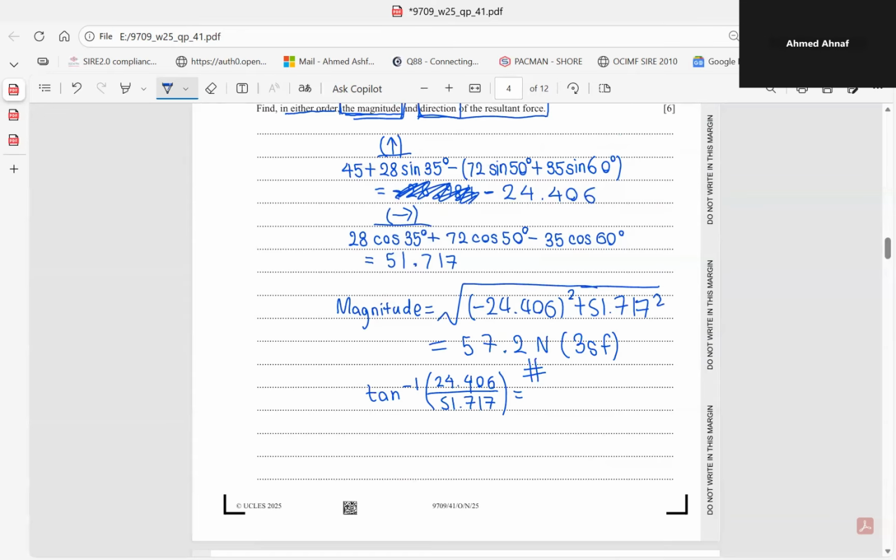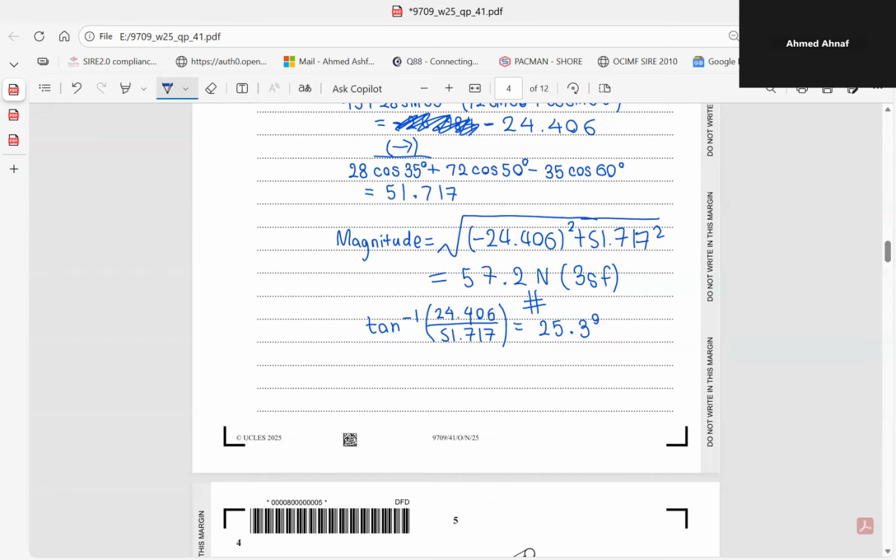Okay, 72 sine 50 plus 35 sine 60 minus 45 minus 28 sine 35 over 28 cos 35 plus 72 cos 50 minus 35 cos 60. So this is 25.3 degrees. Okay, but this is not the final answer.